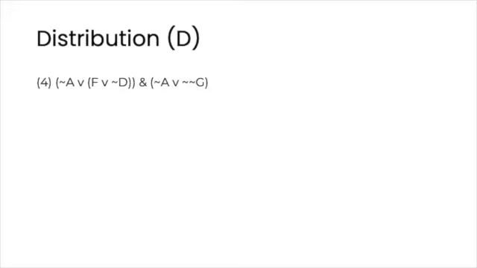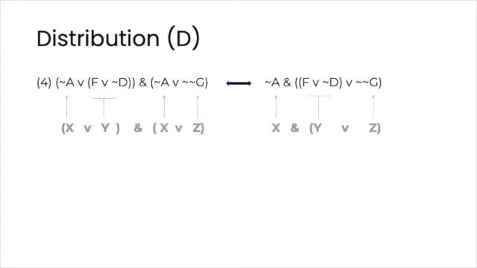Likewise, sentence 4 fits the second version of the law, right to left direction. Just assume that not A is X, F or not D is Y, and not G is Z. Here are some exercises to test what we've learned so far.